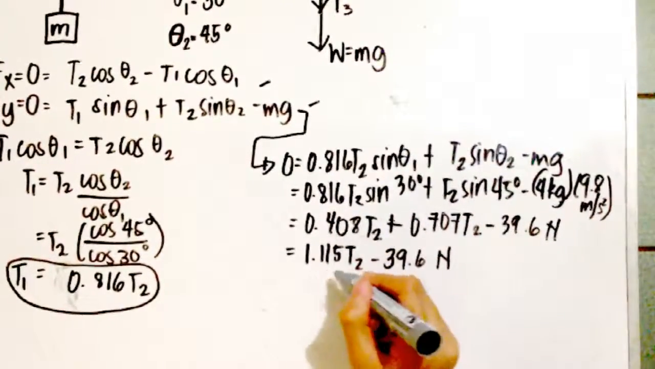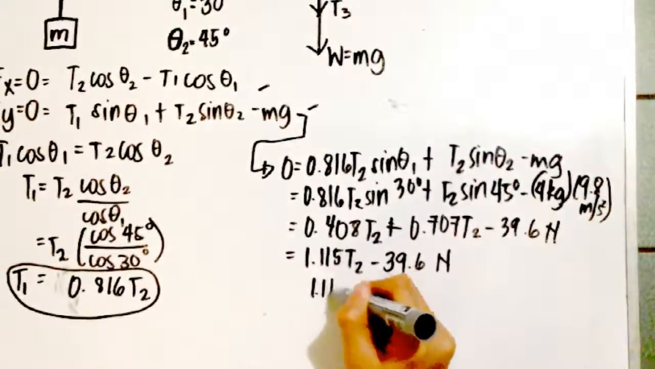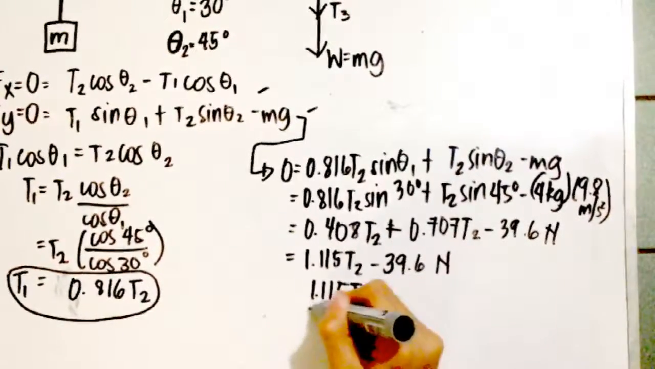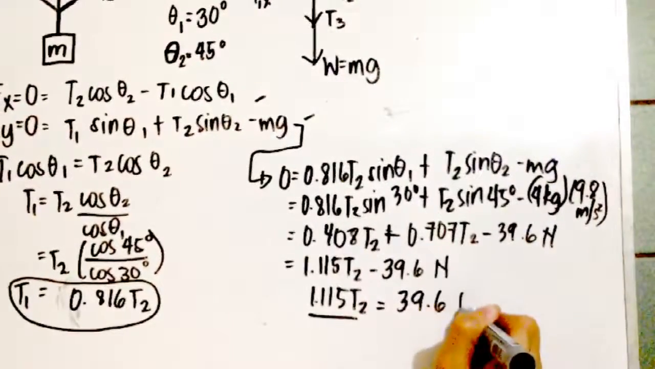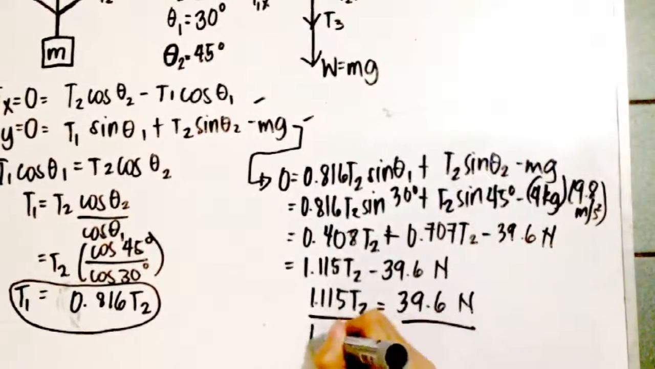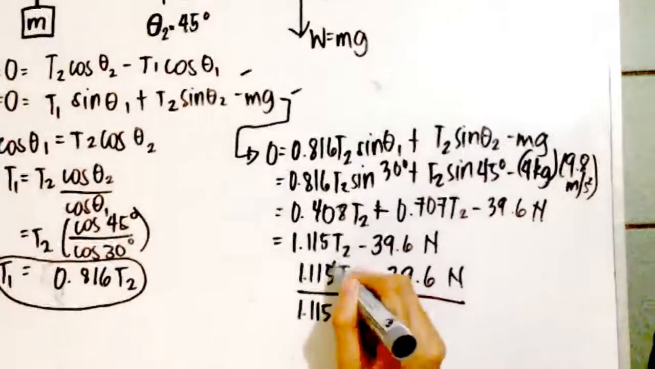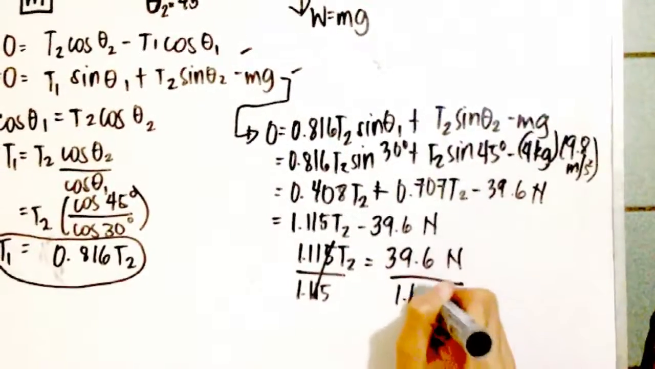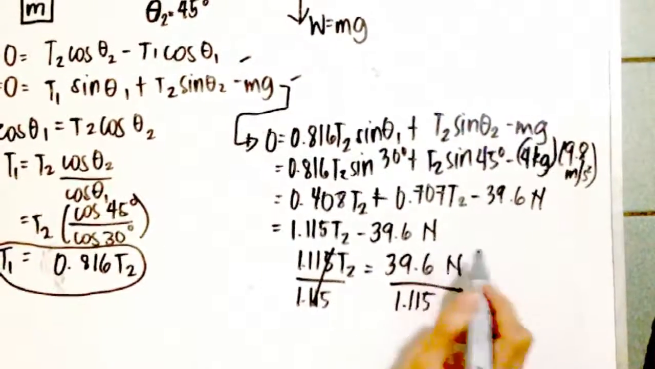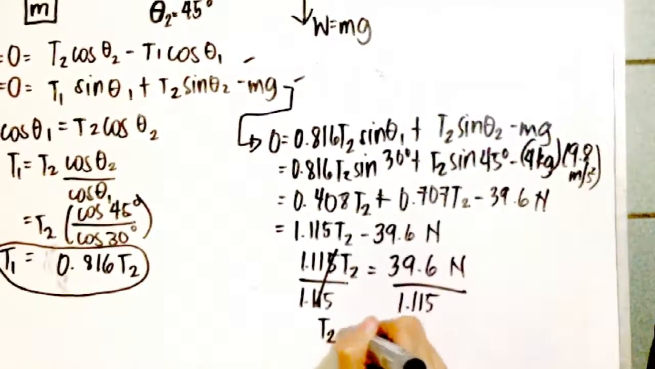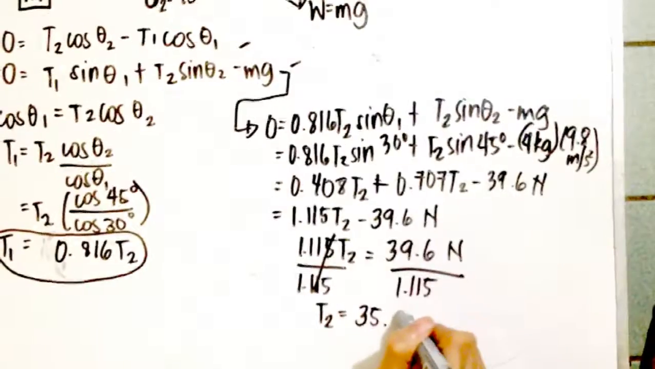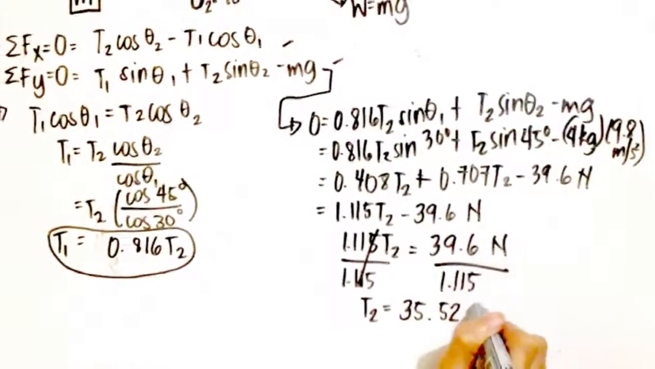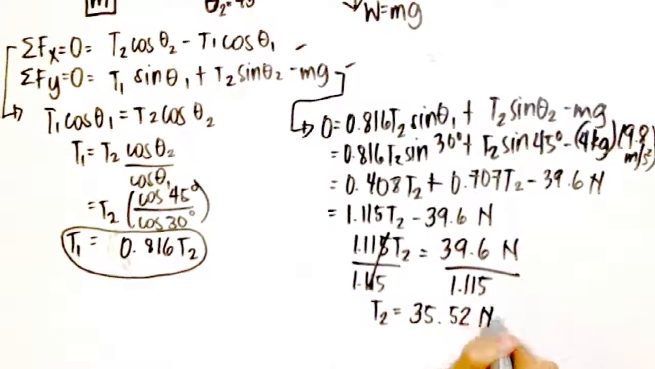So now, since they are unlike terms, let's put them side by side. So 1.115 T2 is equal to 39.2 Newton. Then since T2 is what we're looking for, divide it by 1.115. Then we'll get T2 is equal to 35.52 Newton.